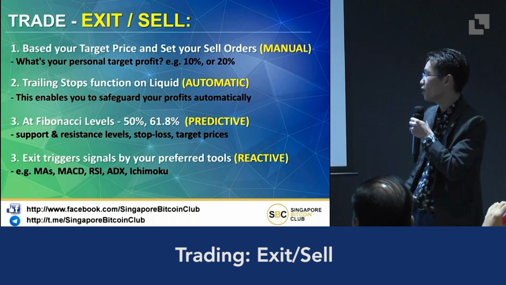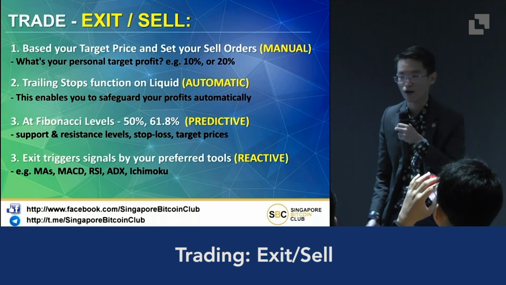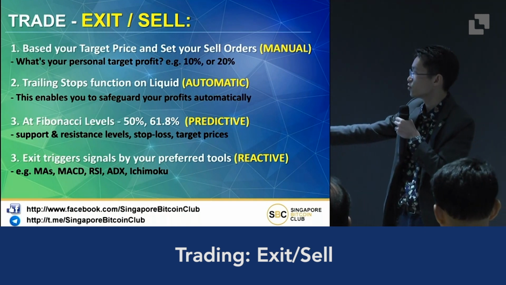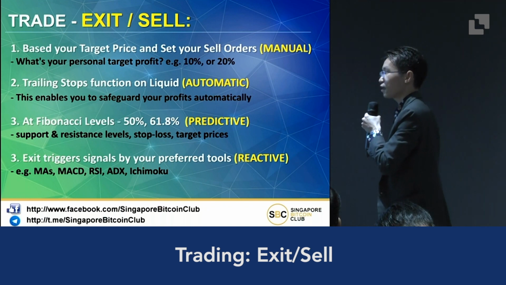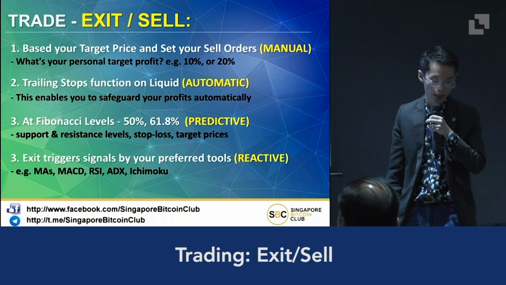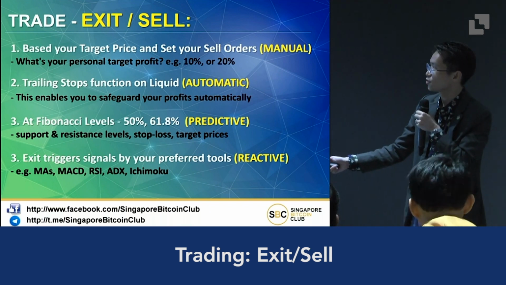So basically the fourth way is that you're using your preferred tools that give you a signal, crossover, moving average crossover, by various tools. It could be a MACD, could be a RSI, could be ADX, could be an Ichimoku. For me personally, I use Ichimoku, but it's very complicated. I will share it with you guys today.